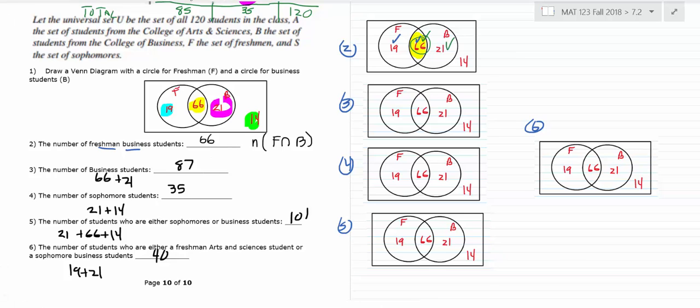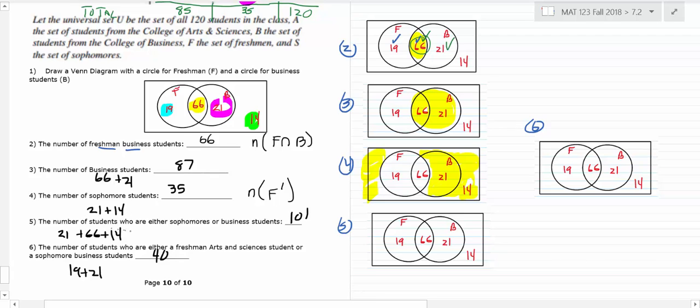The next one means the number of business students. So the business students would just be that group there. So that's just going to be 66 plus 21. So that's 87. The next one is sophomores. If you're a sophomore, you're not a freshman. So that would be 21 plus 14. So that would be that part right there. That's how you would figure that out. If you're a sophomore, that's the complement of being a freshman. So this would be mathematically represented by the number of F complement.